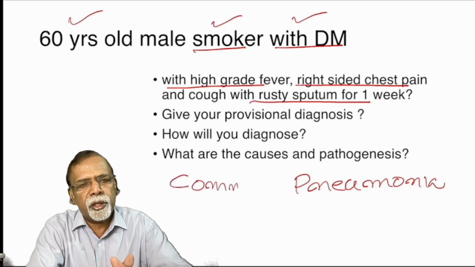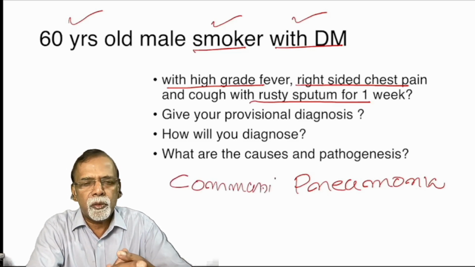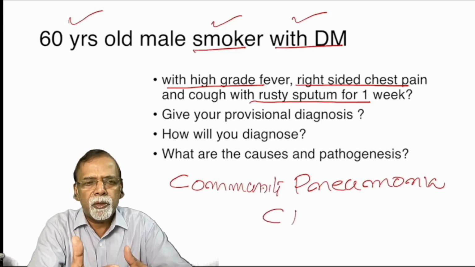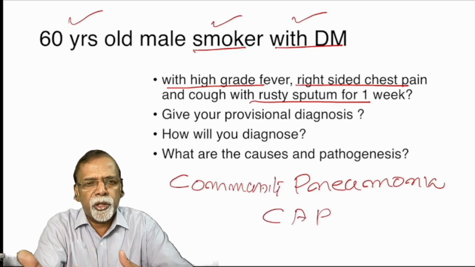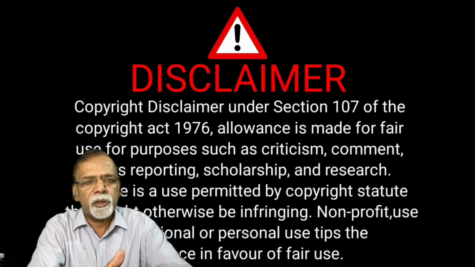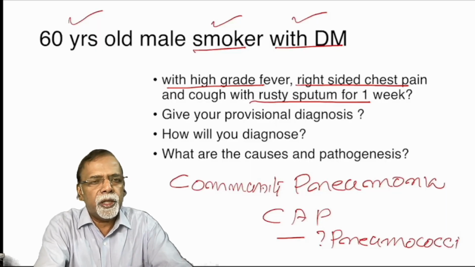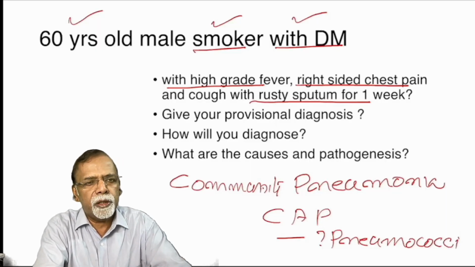What is the most likely organism? This is most likely due to pneumococci. But you should think about the atypical pneumonia also, but this sort of typical presentation is more in favor of Streptococcus pneumoniae. So we have discussed today the various types of pneumonia, and an overview of pneumonia has been presented. Hope it was useful. Thank you.